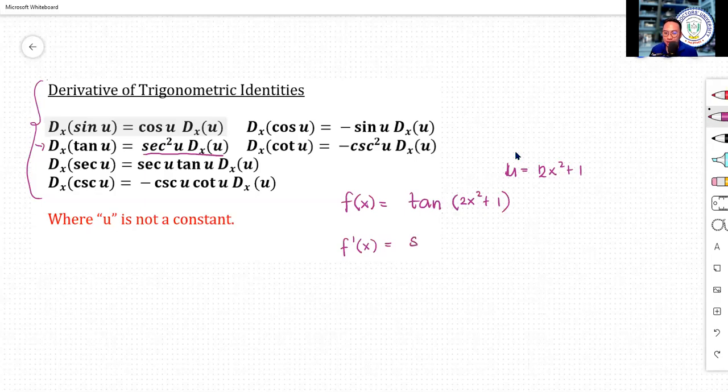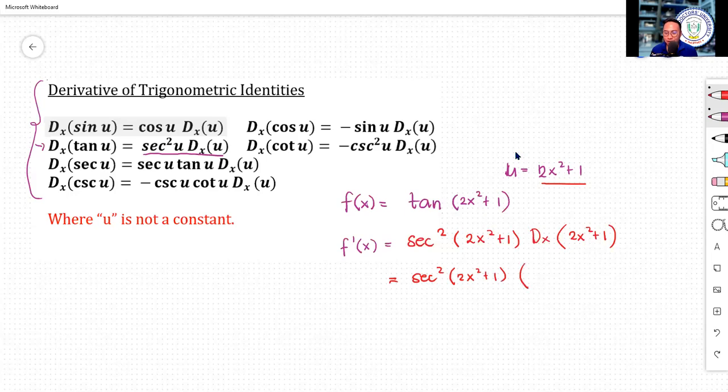There you go. Let me change color so it's clearer. So secant squared u, which is 2x squared plus 1, times d/dx of u, which is still 2x squared plus 1. And then simplify. Secant squared of 2x squared plus 1 times, what's the derivative of 2x squared plus 1? It's 4x. 4x. You're done.